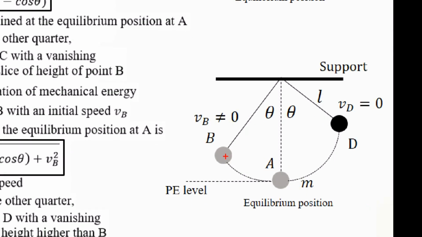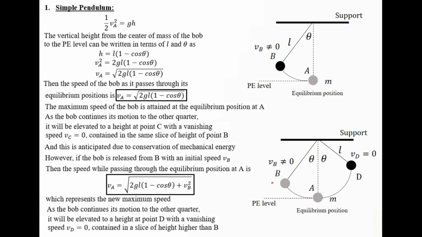Now at point B, we have both kinetic and gravitational potential energy. At point A, that's completely kinetic, and at the point D, that would be completely gravitational potential energy. For this reason, we expect that the point D compared to the point B would be at a higher height than B, and this can be anticipated easily. Why? Because if you're holding a bob here and give it an initial speed, for sure the new maximum height on the other quarter would be greater than that of B, and this can be shown using the conservation of energy.